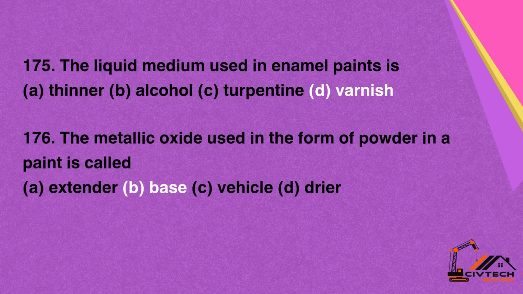175. The liquid medium used in enamel paints is A. Thinner, B. Alcohol, C. Turpentine, D. Varnish. Correct option, D. Varnish. 176. The metallic oxide used in the form of powder in a paint is called A. Extender, B. Base, C. Vehicle, D. Dryer. Correct option, B. Base.